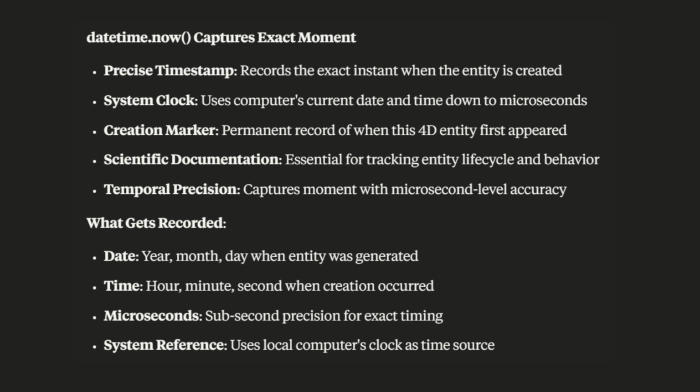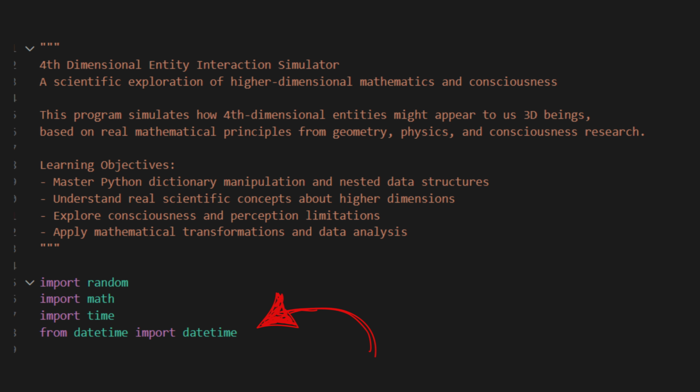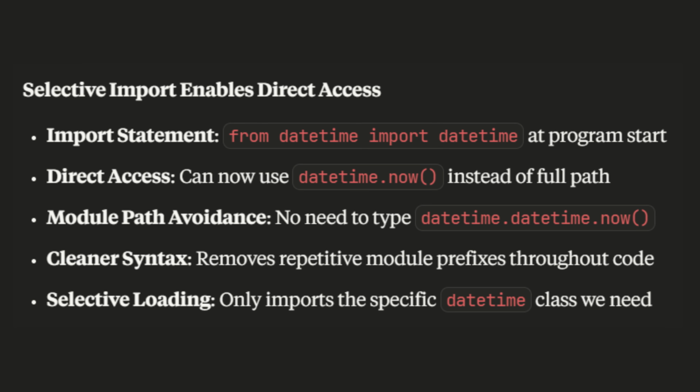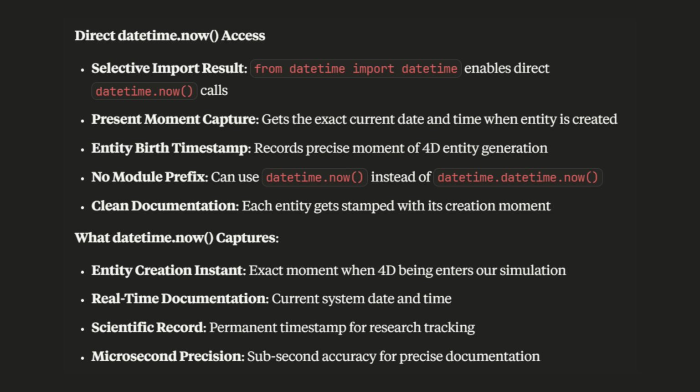This captures the exact current moment as a datetime object with scientific precision. Remember, at the beginning of our program, we imported datetime with from datetime import datetime. This selective import is why we can use datetime.now directly without typing the full module path. So out of that, we were able to get this datetime.now method, which captures the present moment, the exact date and time when this entity is first detected by our simulator.